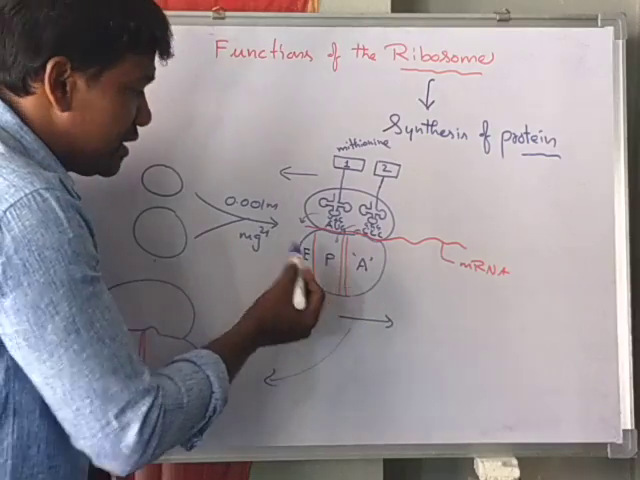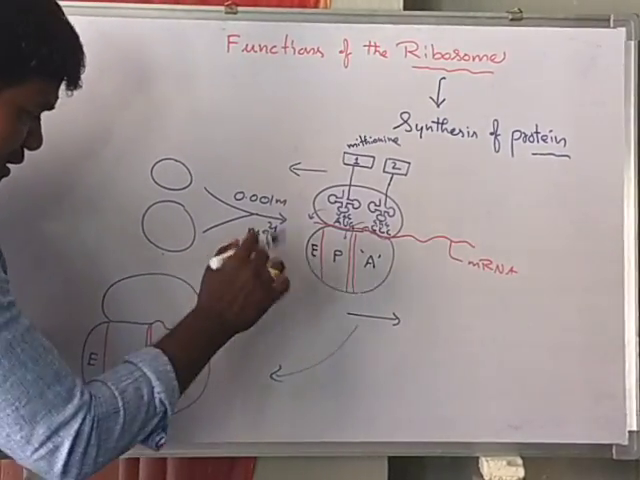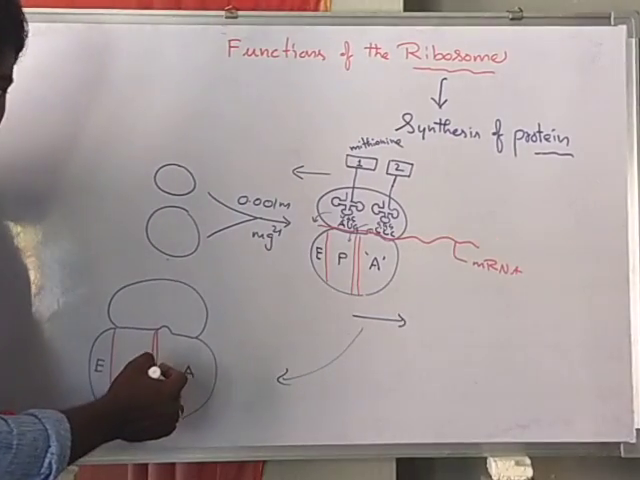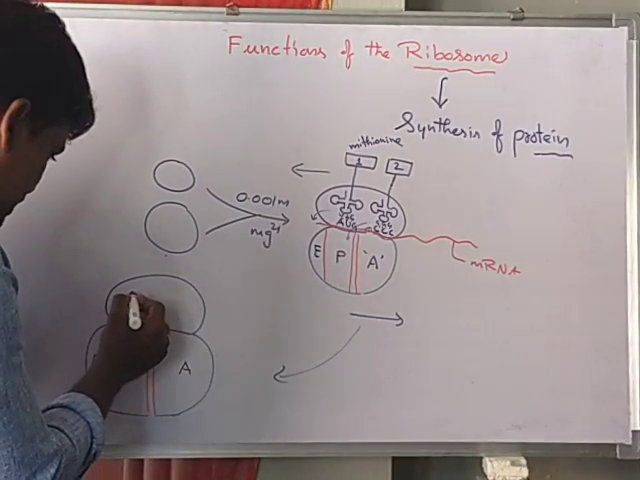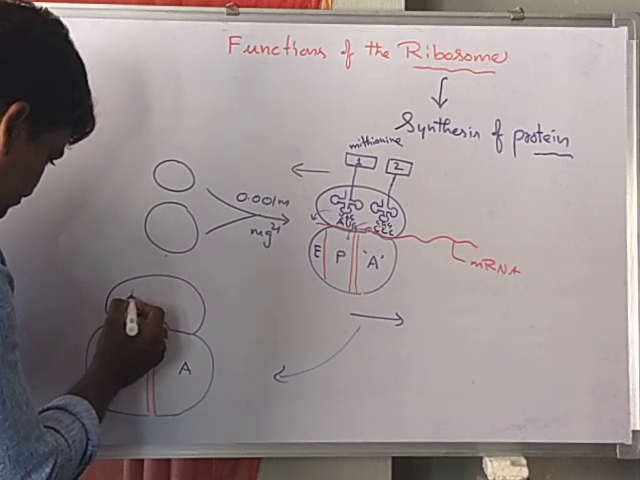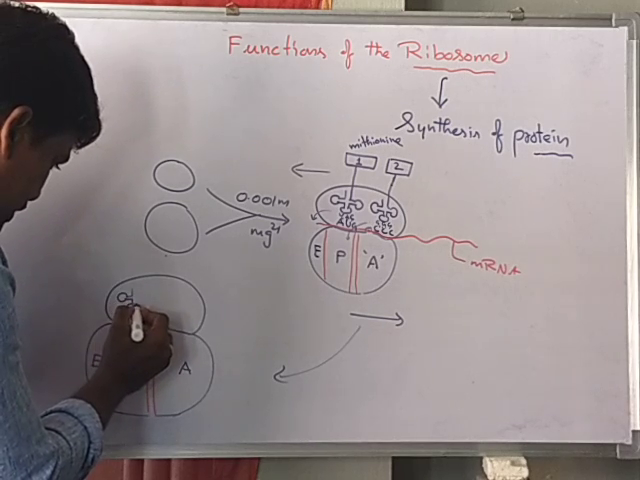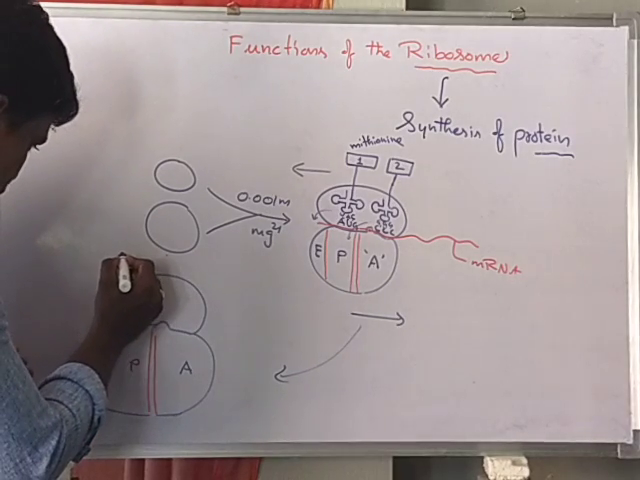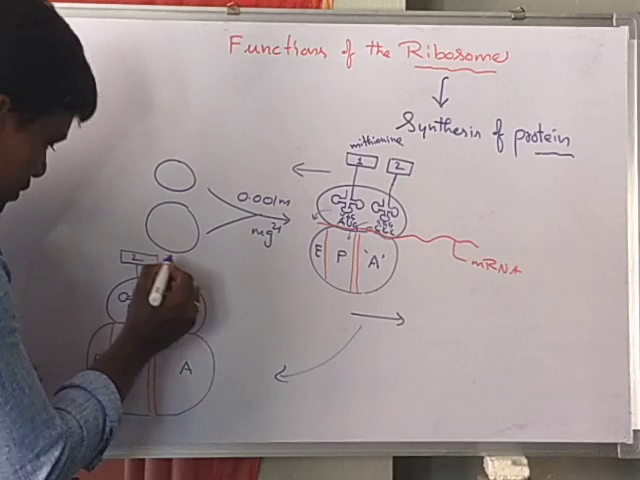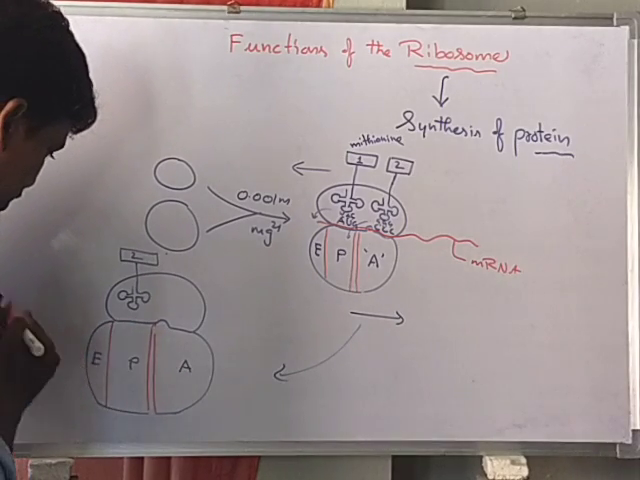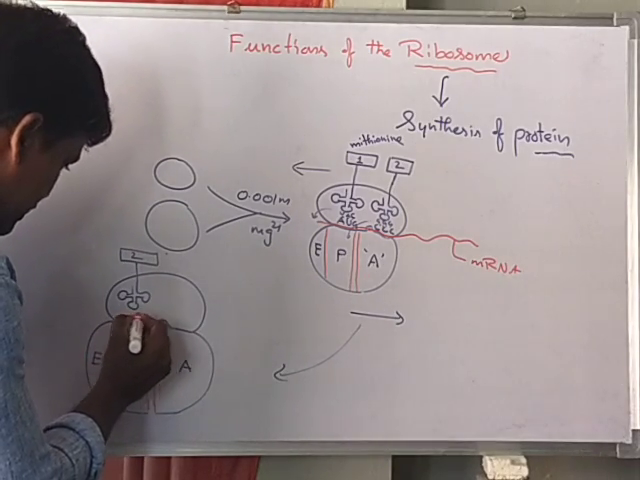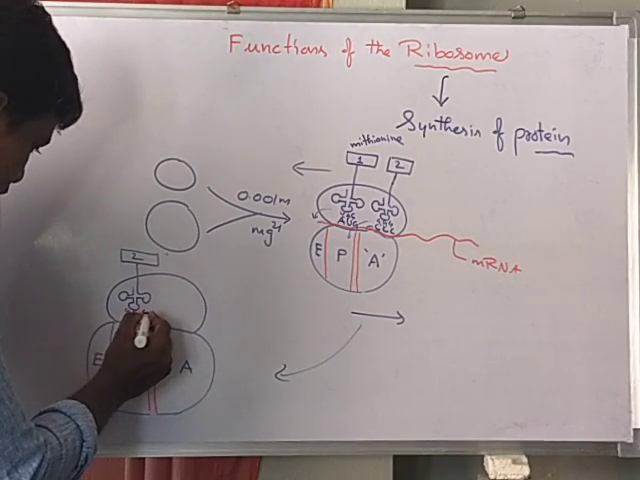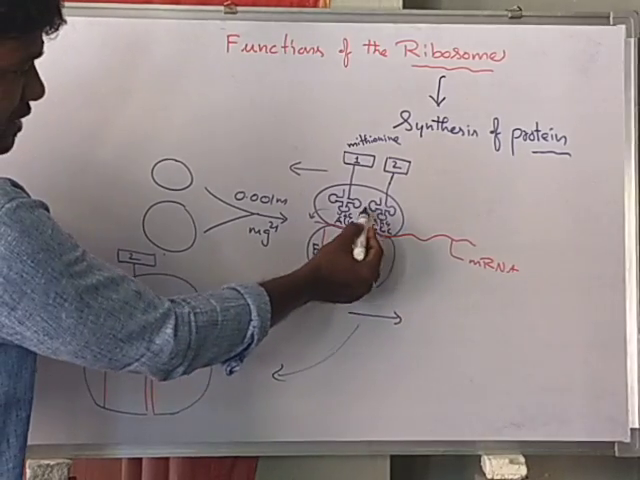Are you clear? Okay. Next, I draw the next situation. I'm showing the next situation. Here, this is the second tRNA, which produces the second amino acid. And here there is C. The anticodons will be formed, like this.